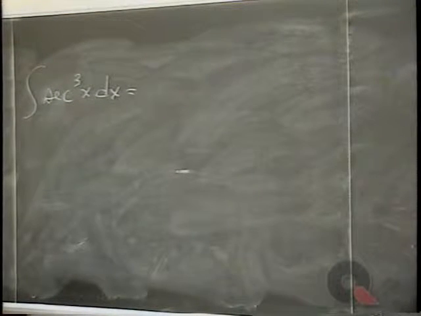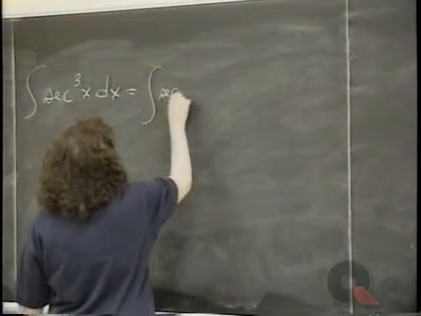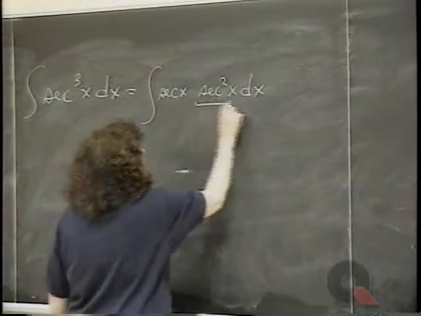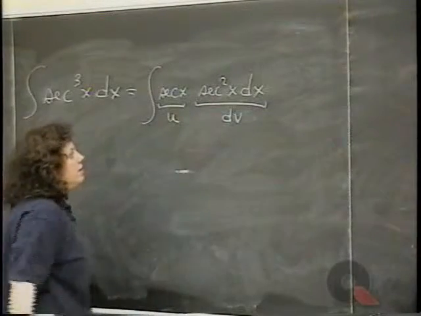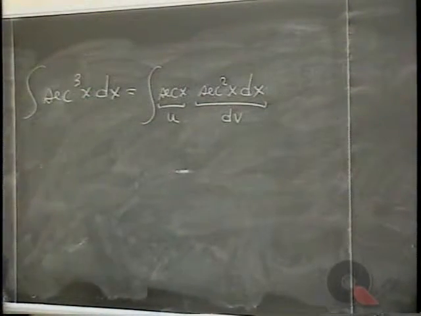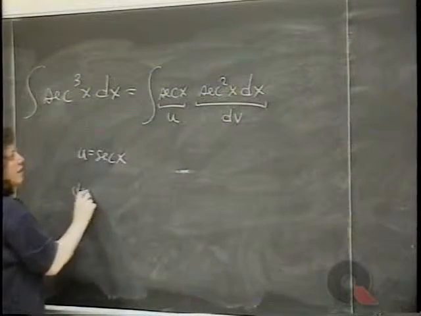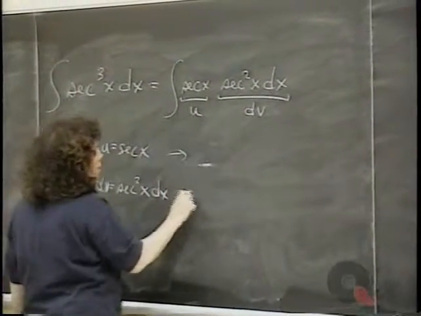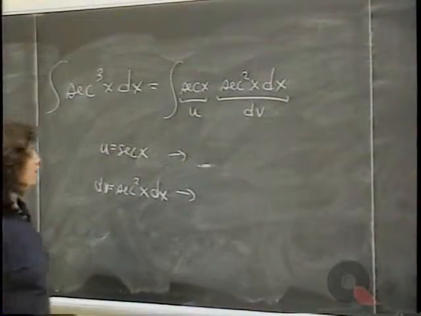The most complicated thing that I know how to integrate is really secant squared x. If I rewrite this as secant x times secant squared x dx, and if I let dv be secant squared x dx, that's really the most complicated thing that I know how to integrate. So I'm going to let u be secant x, dv be secant squared x dx. And I'm going to differentiate u, the derivative of secant x with respect to x.